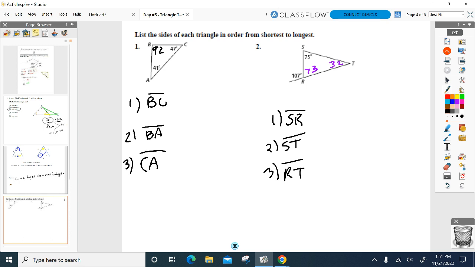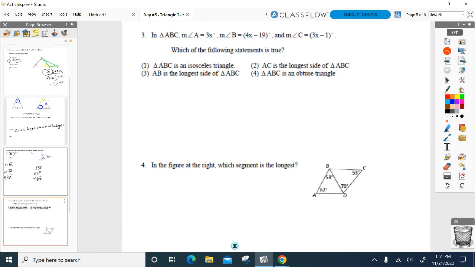Basic concepts, all right. Let's go middle school level. Ooh, which one of those statements is true? Well, if it's going to be isosceles, that means it has 2 congruent angles, right? If AB is the longest side, the angle across is the biggest. Same thing with choice 2. And if ABC is an obtuse angle, I'm going to need an angle bigger than 90, right? Bigger than 90.